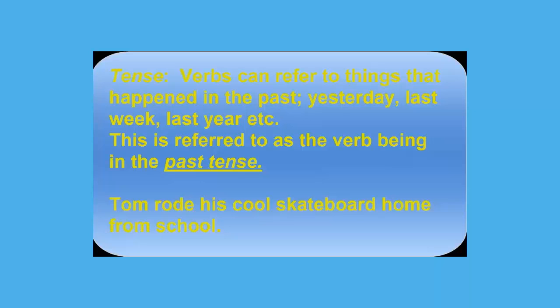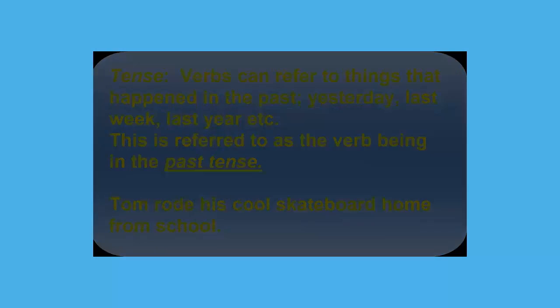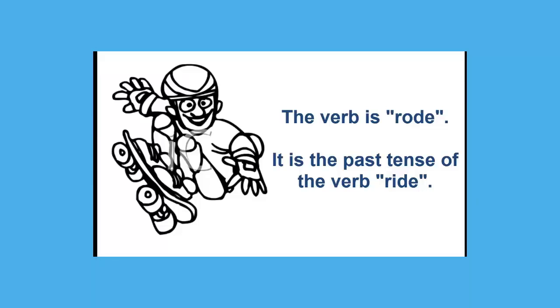The example I've given is Tom rode his cool skateboard home from school. I want you to see if you can identify the verb in that sentence for me. Okay, well, the verb in that sentence is rode, and it's a past tense version of the verb to ride. It's past tense because it happened in the past.